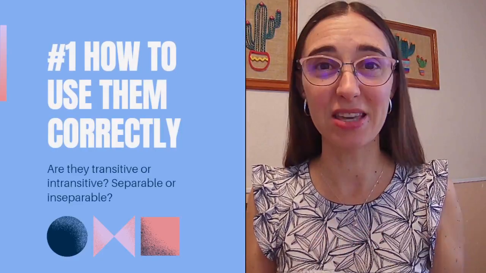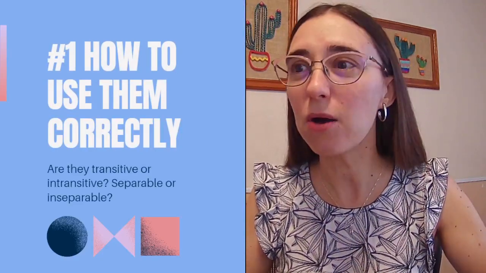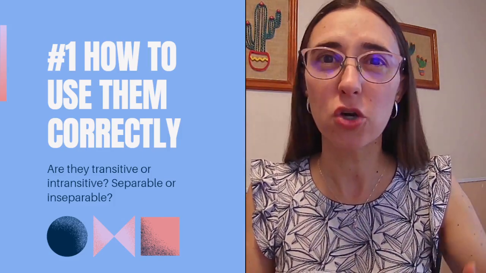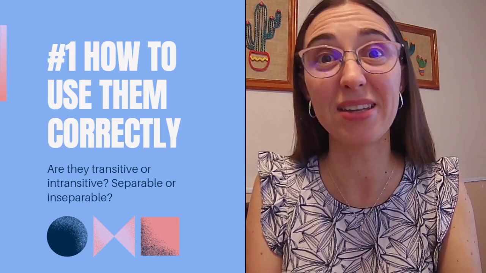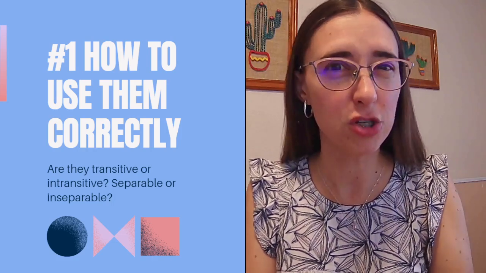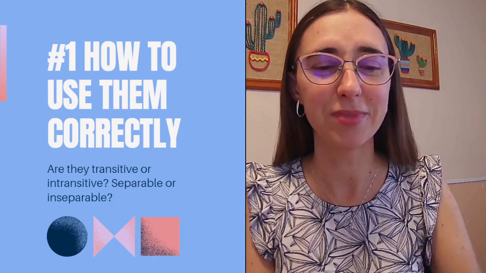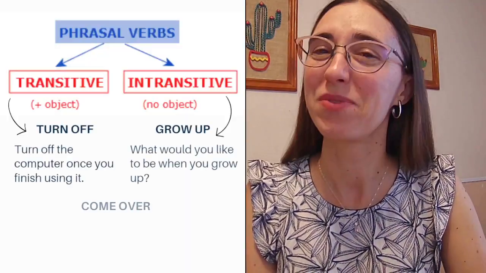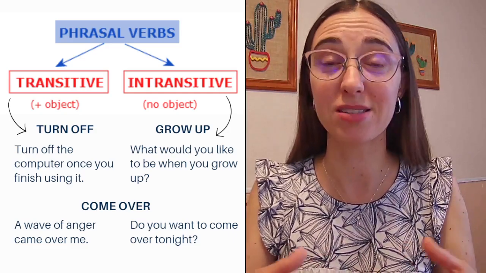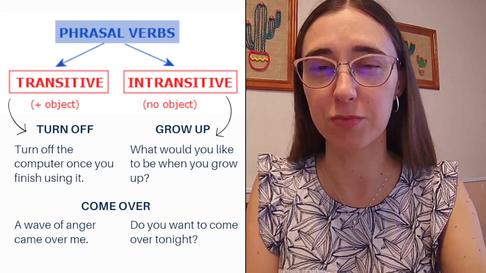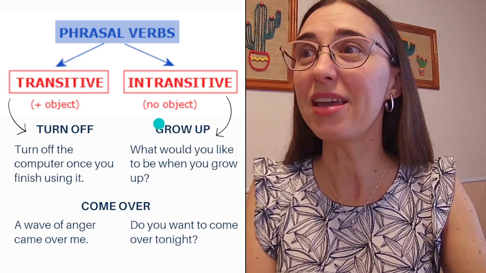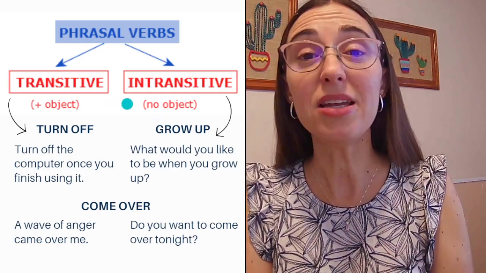Okay, the first thing we're going to focus on is how to use them correctly. We have to understand how phrasal verbs work so as to understand how to use them in a sentence. We're going to focus on whether they are transitive or intransitive, separable or non-separable, but let me tell you what all this is about. Okay, verbs can be classified into 2 categories, not just phrasal verbs, yeah, verbs as a whole. Here the focus is on phrasal verbs, but this is something that you can apply to any verb in English. So again, they can be classified into transitive or intransitive.